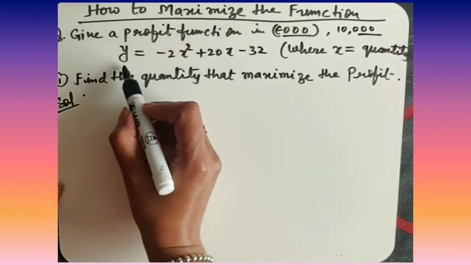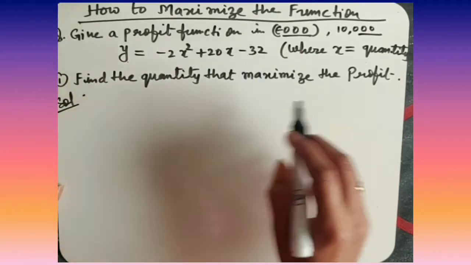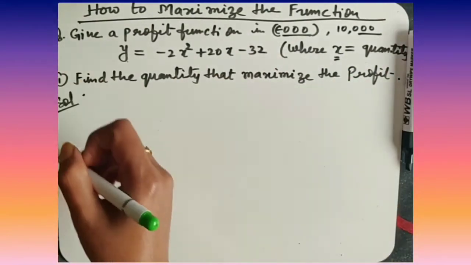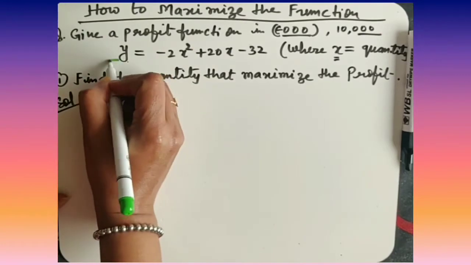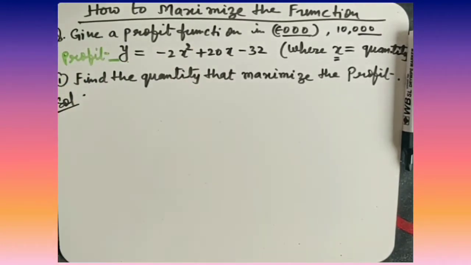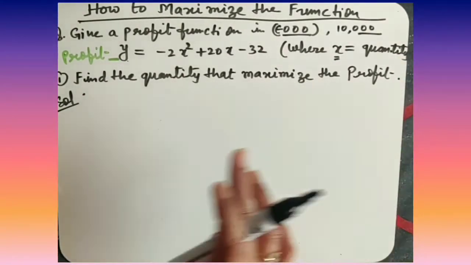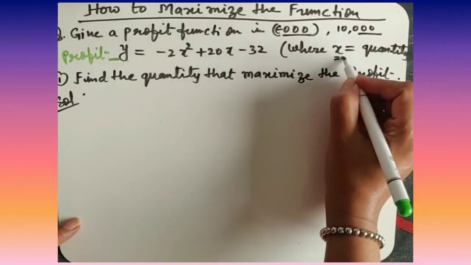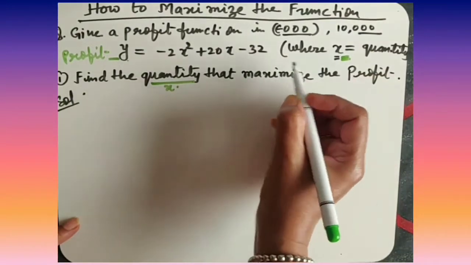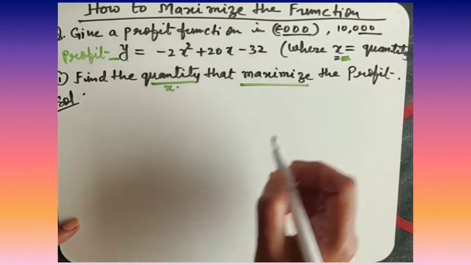So given a profit function here, y equal to minus 2x square plus 20x minus 32, where x is the quantity and y is the profit function. The question is, find the quantity that maximizes the profit. We need to find this quantity, which means we need to find x, for which this profit function will maximize.